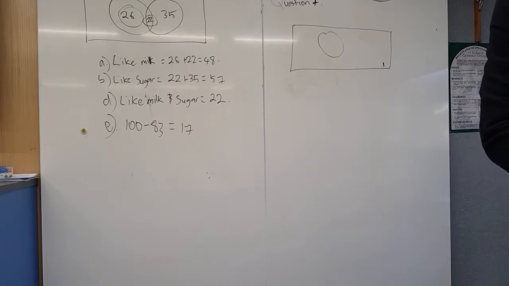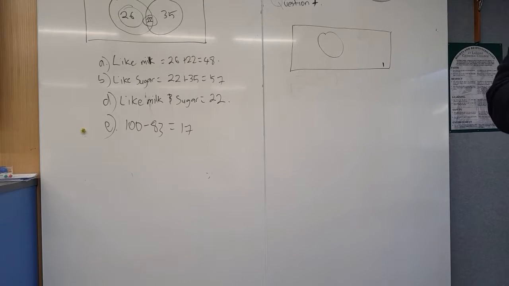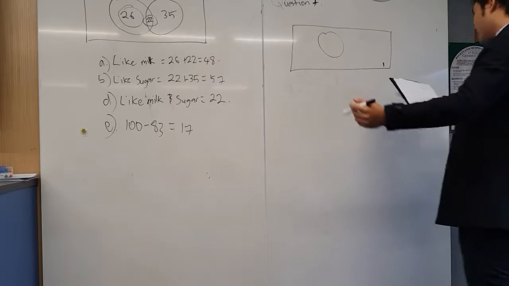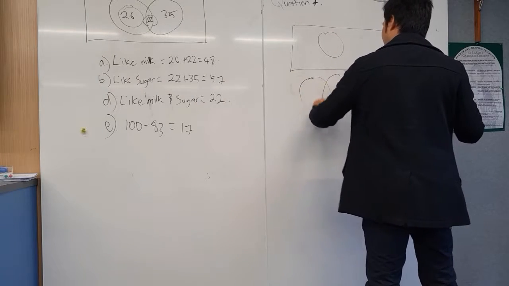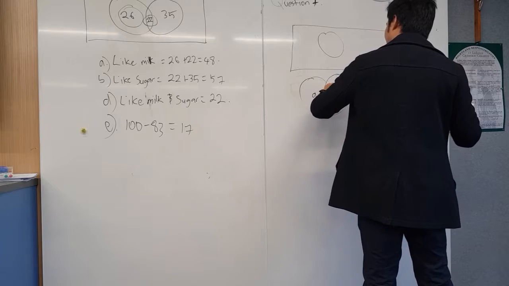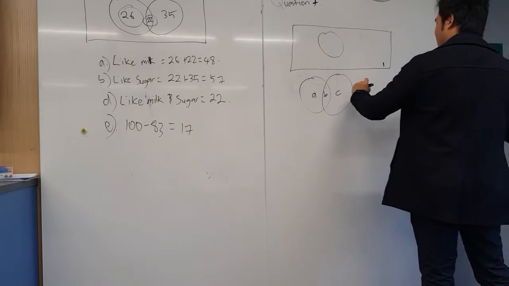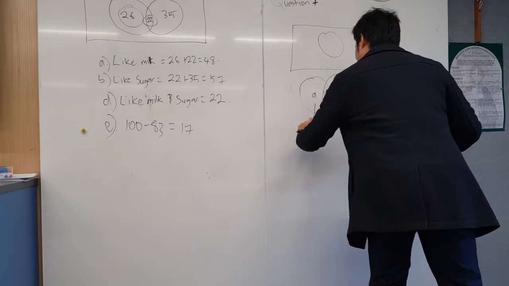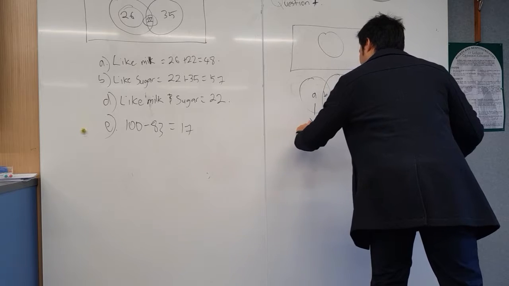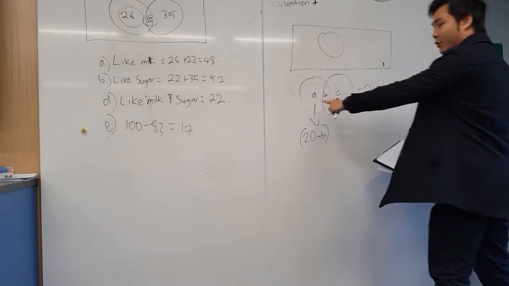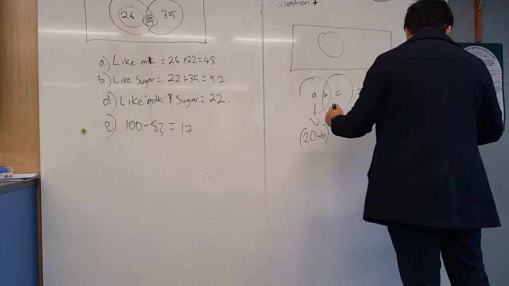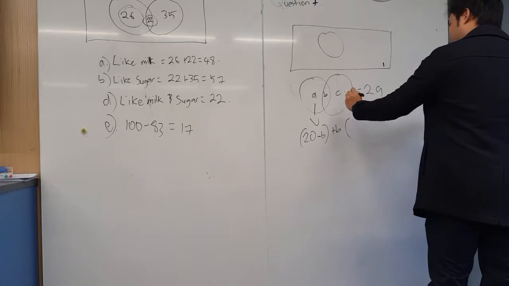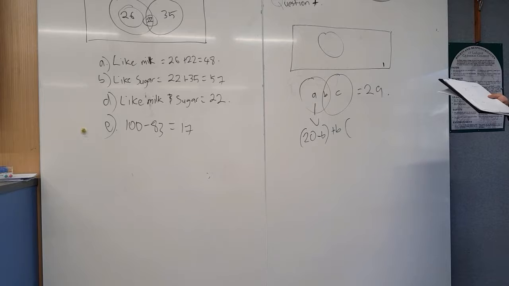I think I did it much more complicated than Stanley did. I used equations. So we know A and B and C is equal to 29. Okay, so I'm going to go down from here. We know that A is equal to 20 minus B. You guys in agreement? And we know plus B. And then this will be 13 minus B.